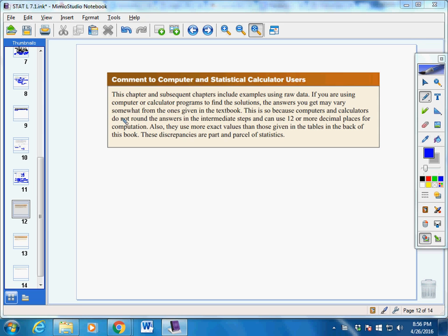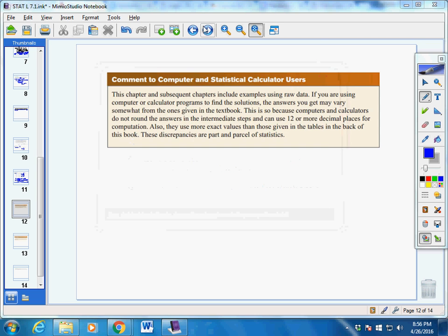That's because computers and calculators do not round the answers in the intermediate steps, and they can use more decimal places. So they use more exact values than any of the tables that I've given you copies of. So don't stress about it. These discrepancies are part and parcel of statistics. It's pretty standard because you're not dealing with nice round integers. We're doing a lot of numbers that aren't perfect, and that's okay. It's going to be rounding errors, and not to stress over that.